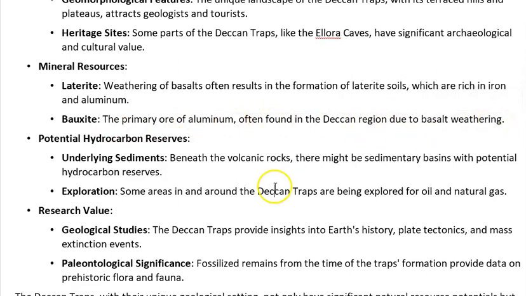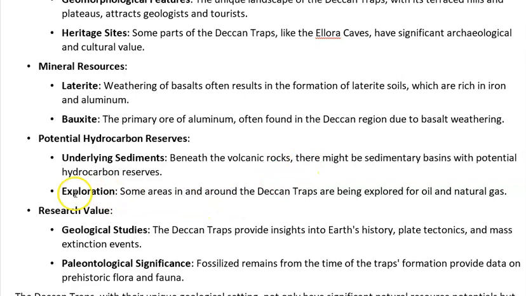Okay, fine. Then apart from the minerals, what all things could we extract? Hydrocarbon reserves. Okay, beneath the volcanic rocks there might be, you can write, it's a potential, right? So there might be sedimentary basins. Okay, sedimentary basins means what? Where fossils are found. When these fossils or organic matter get depleted, there will be hydrocarbon reserves, right? So you can write that hydrocarbon potential is there in that sedimentary basin beneath the volcanic rock. Okay, that means beneath the volcanic rock, not on the volcanic rock.